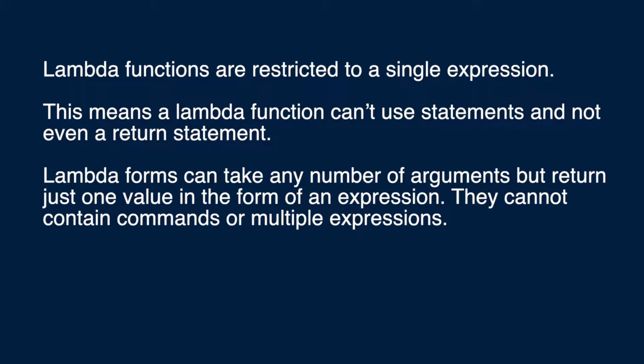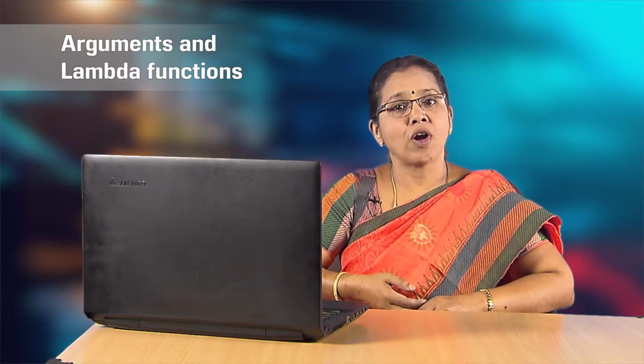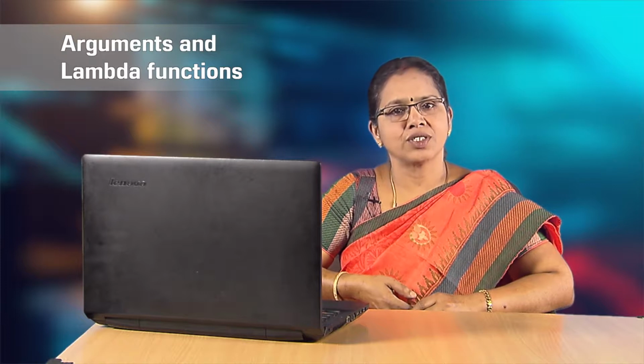Lambda functions are restricted to a single expression. This means a lambda function cannot use statements, not even a return statement. Lambda forms can take any number of arguments, but return just one value in the form of an expression. They cannot contain commands or multiple expressions. How do we return values from lambdas then? Executing a lambda function evaluates its expression and then automatically returns its result.